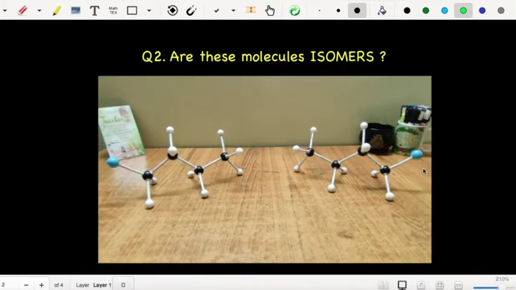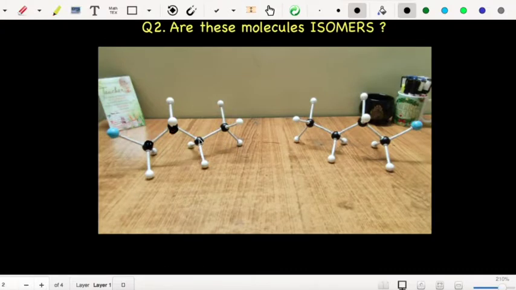Let us take one more example. Do you think that these two molecules are isomers of each other? Take a moment and think about it. Well, the molecule on my left has 4 carbon atoms, so this is a C4, and it also has 9 hydrogen atoms attached. So this is a C4H9, and let us say there is a bromine attached out here, so this has a formula of C4H9Br.